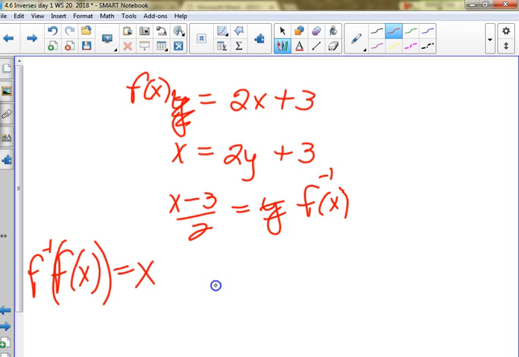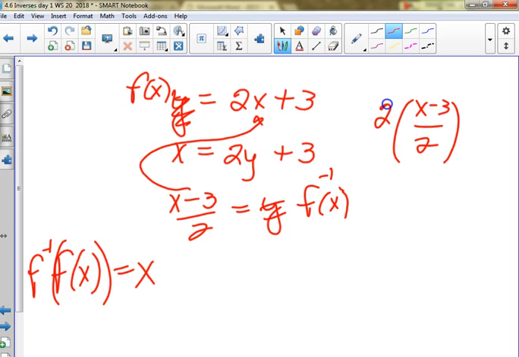They were supposed to cancel each other out if you put one inside the other. So I won't do both of them. But if I took this one and put it back in the original one, I'd have 2 times x minus 3 over 2 plus 3. These would cancel, and I'd have x, right? Okay. So inverse, one more thing.